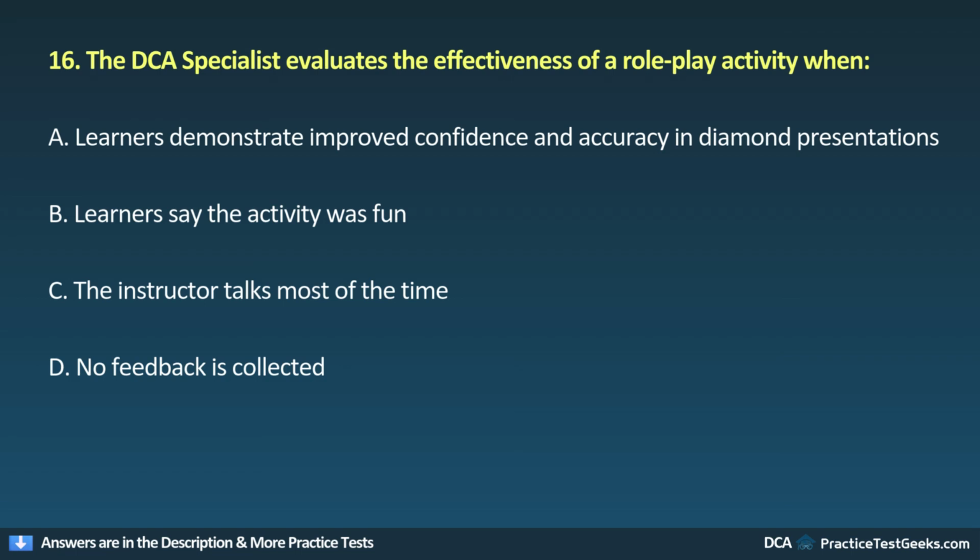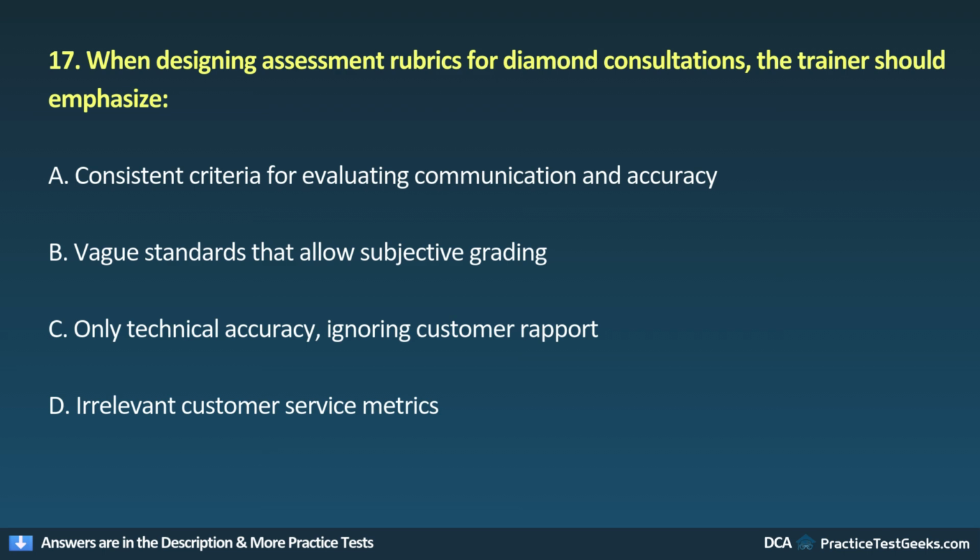No feedback is collected. 17. When designing assessment rubrics for diamond consultations, the trainer should emphasize A. Consistent criteria for evaluating communication and accuracy. B. Vague standards that allow subjective grading. C. Only technical accuracy, ignoring customer rapport. D. Irrelevant customer service metrics.